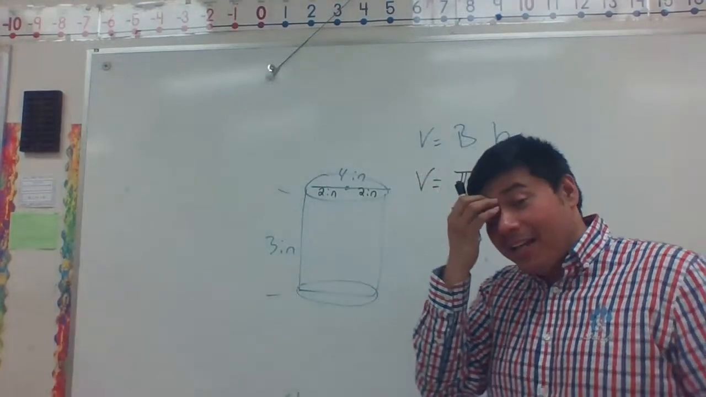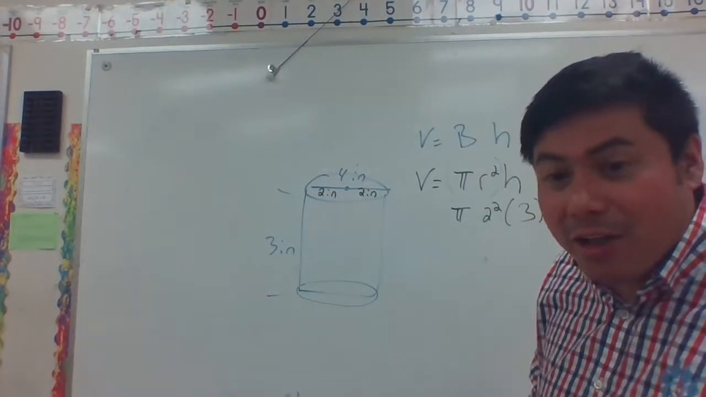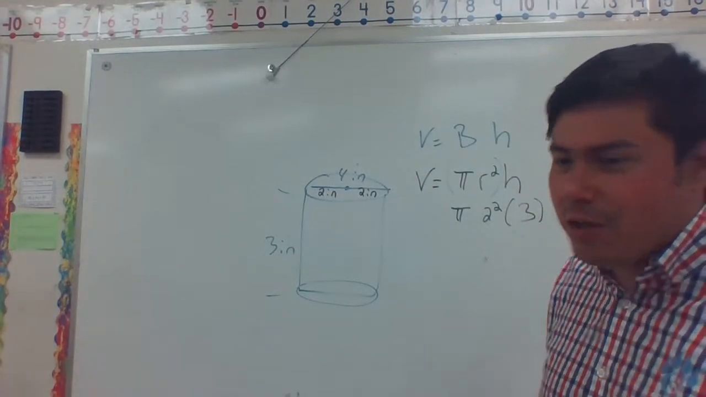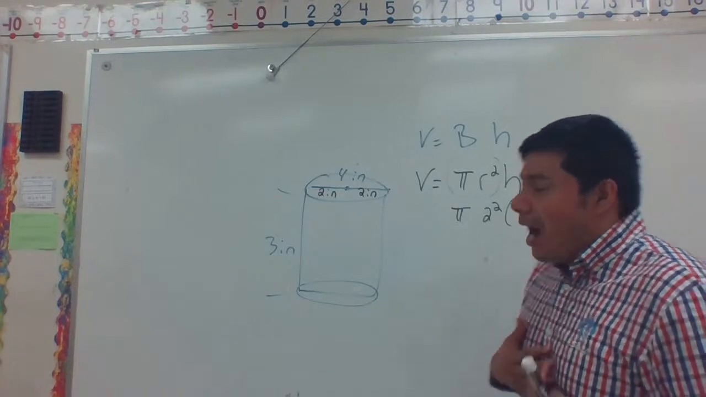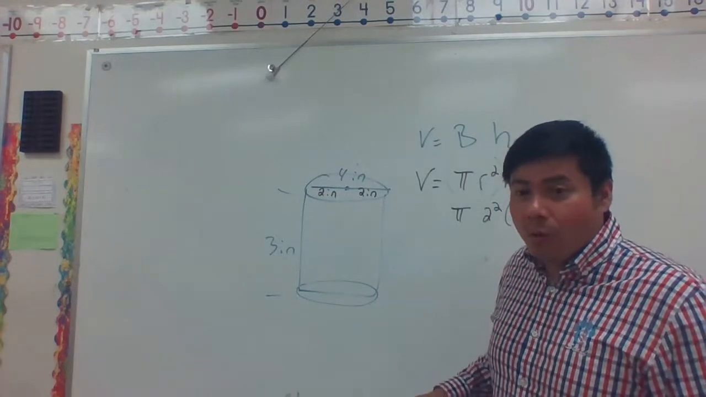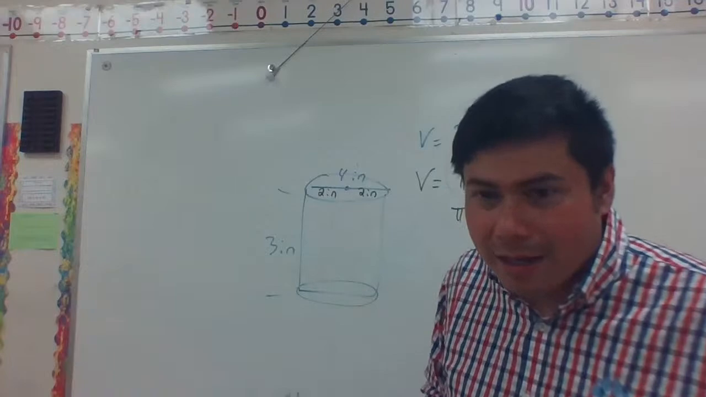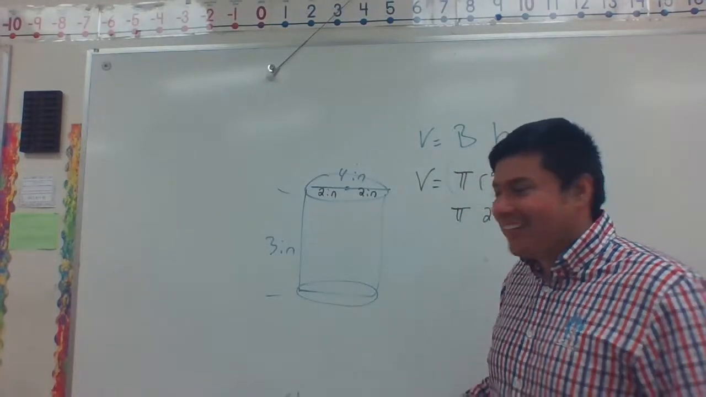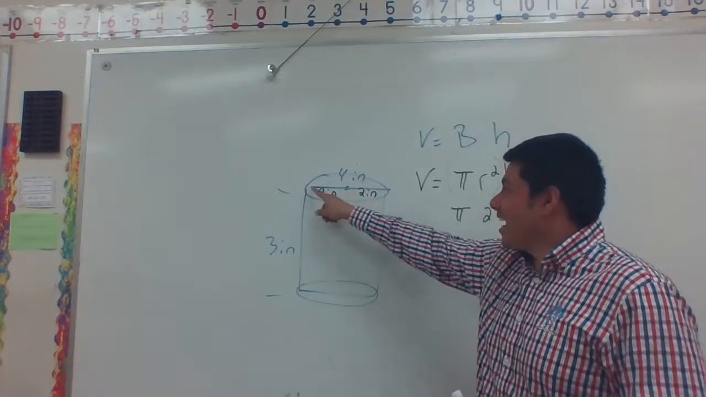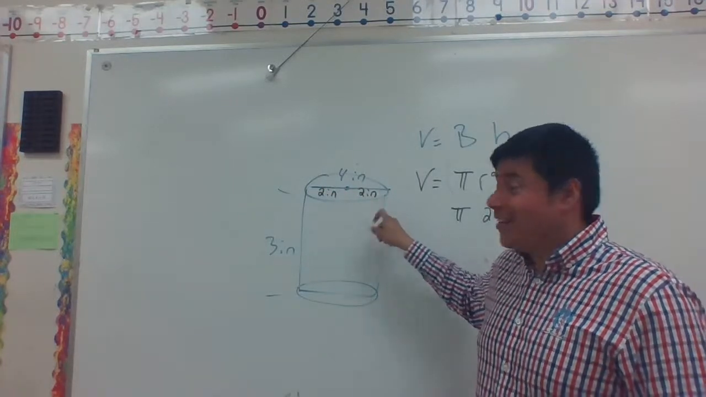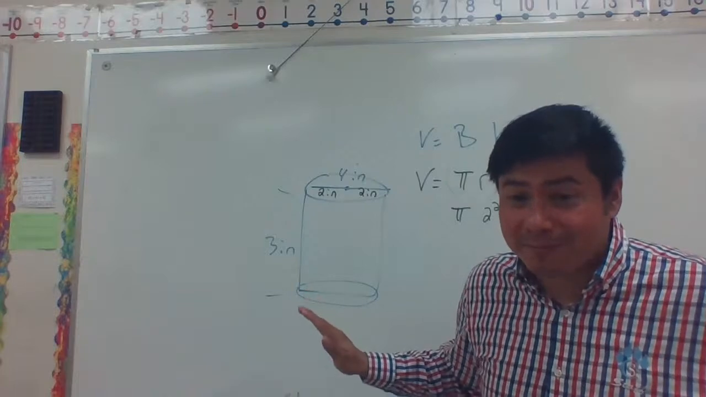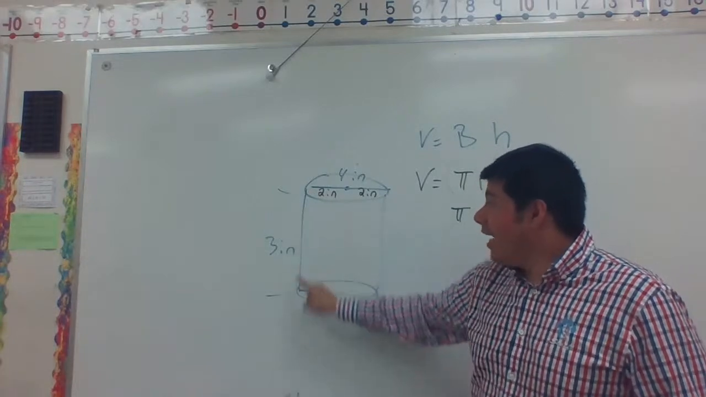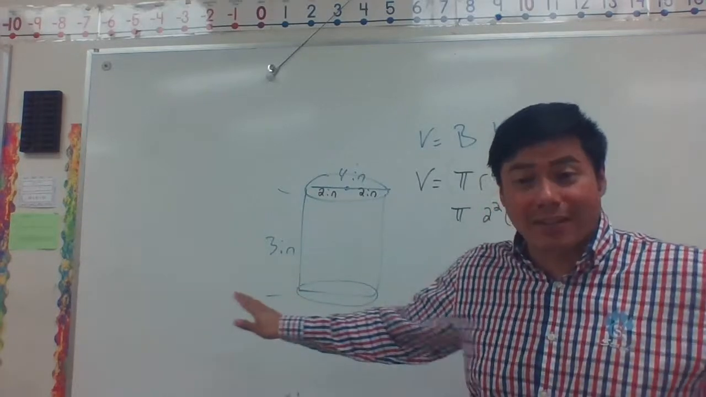All right, Jasmine, I'll backtrack a little bit and explain it a little more. What I gave you, the given, was the diameter was 4. That was given. The height was 3. That was given.